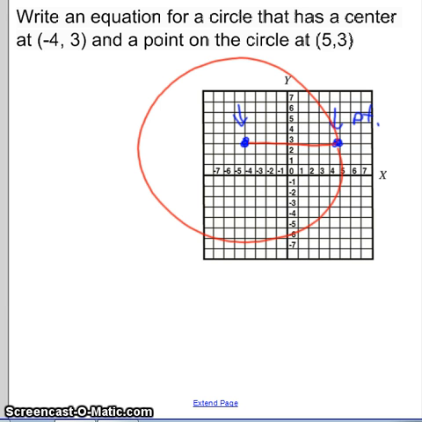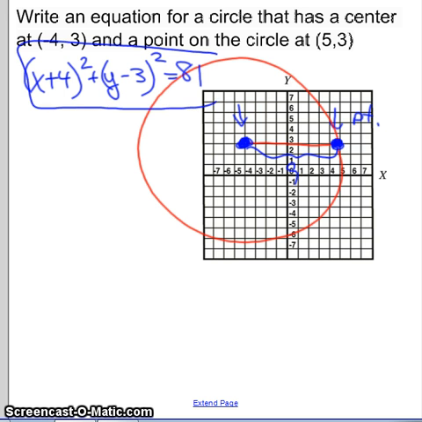We identify the center of the circle right here. The center of the circle is at negative 4, 3, so it's going to be x plus 4 squared plus y minus 3 squared is equal to the radius squared. We don't know the radius, but we know a point on the circle. When we count from the middle of the circle to the point on the circle, it's 9 units, so it's going to be 9 squared, which is 81. And here is the equation.